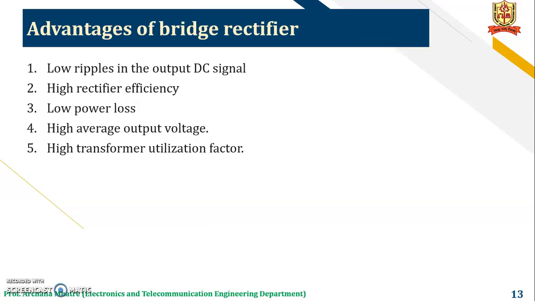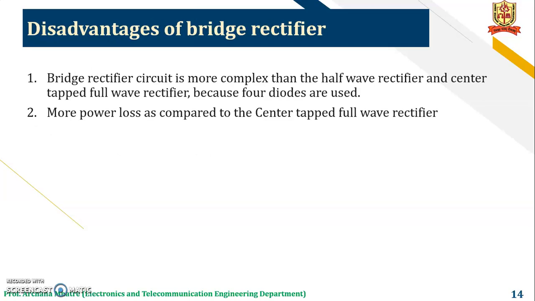Advantages of the bridge rectifier: low ripples in the output DC signal, high rectifier efficiency, low power loss, high average output voltage, high transformer utilization factor. Now the disadvantages of the bridge rectifier. The bridge rectifier circuit is more complex than the half wave rectifier and center tap full wave rectifier circuit because 4 diodes are used here. More power loss as compared to the center tap full wave rectifier. So these are the disadvantages of the bridge rectifier.